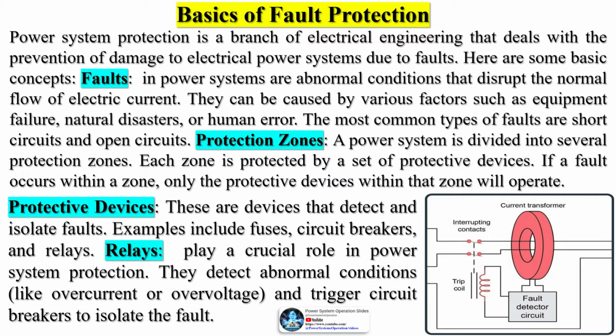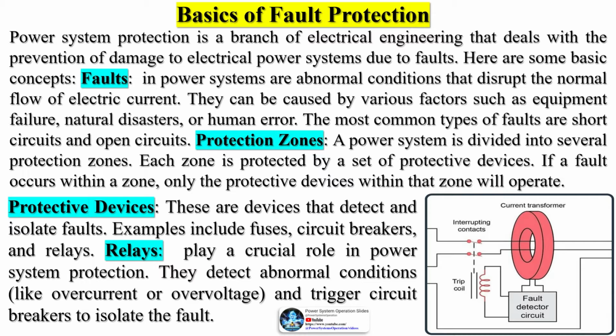Protection zones. A power system is divided into several protection zones. Each zone is protected by a set of protective devices. If a fault occurs within a zone, only the protective devices within that zone will operate.